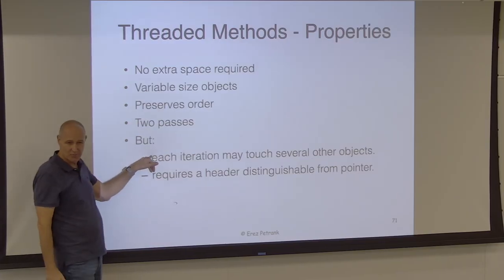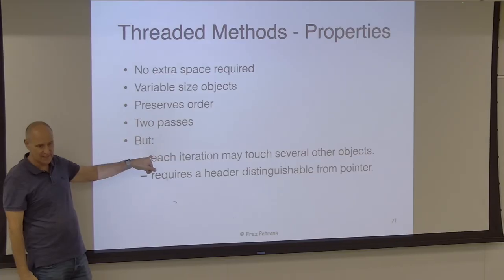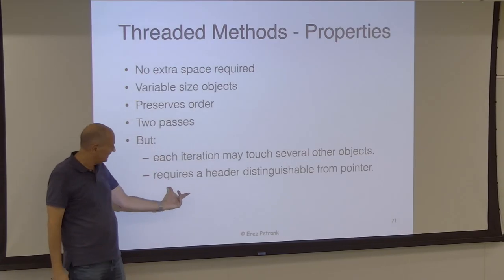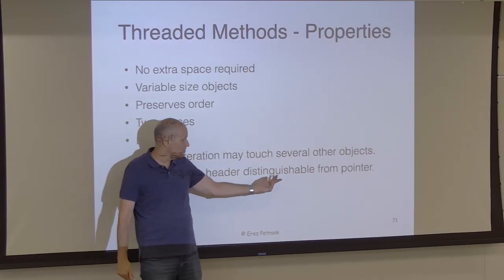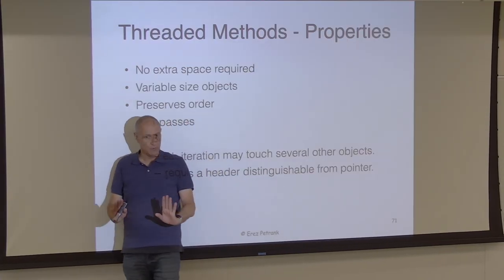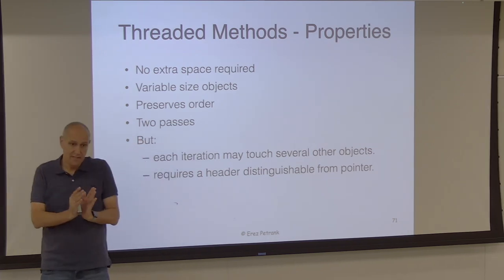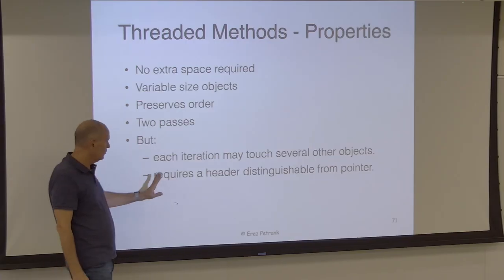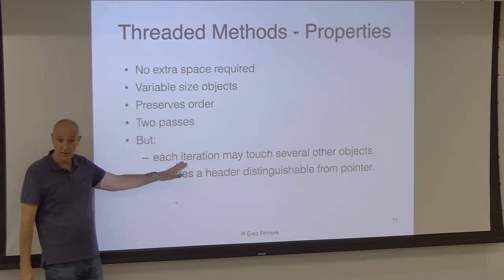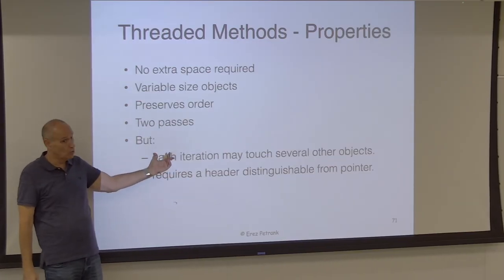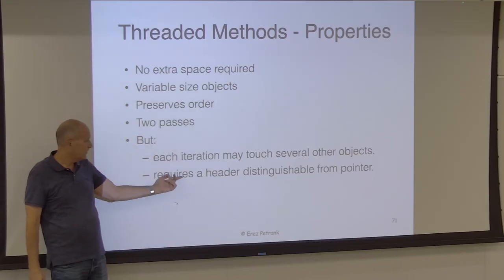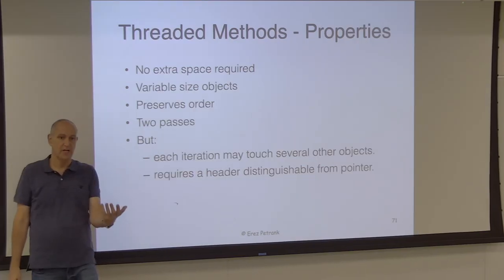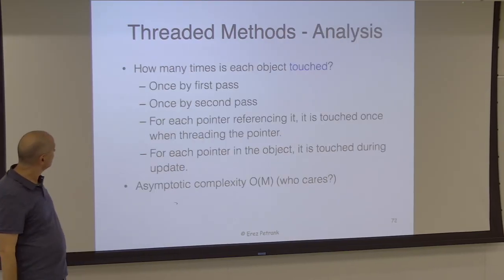And I will talk a bit more about how much real time is going into it. And it requires a header that's distinguishable from a pointer, which usually we have, but there could be cases where we don't have, and then we have to do something else. So these are the two negatives here. The two passes are more complicated, and they're not just passes, and I need this constraint or restriction.